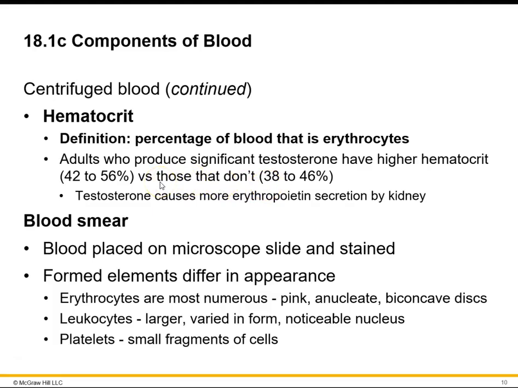Those who produce testosterone are going to have a higher hematocrit than those who don't, because testosterone causes erythropoietin to be secreted by the kidney. Remember, erythropoietin is a hormone we'll talk about here shortly, a hormone that essentially signals the red bone marrow to make more red blood cells.